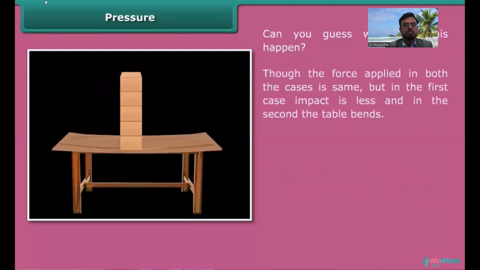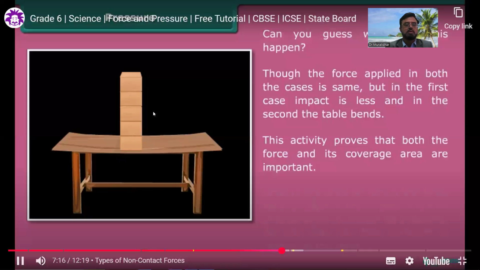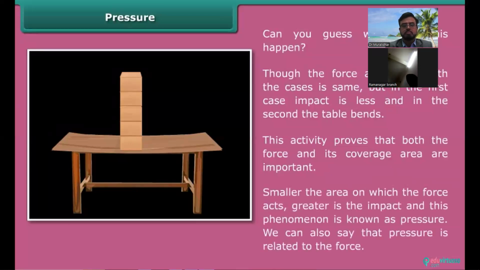Though the force applied in both the cases is the same, in the first case, impact is less, and in the second, the table bends. This activity proves that both the force and its coverage area are important. The smaller the area on which the force acts, greater is the impact, and this phenomenon is known as pressure. We can also say that pressure is related to the force.